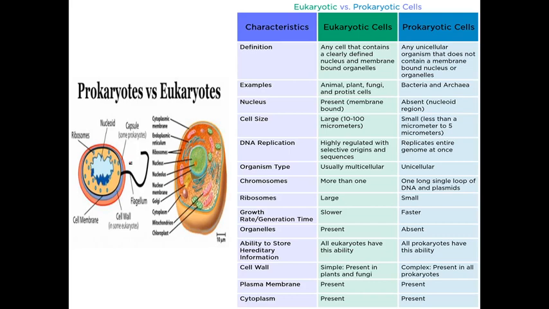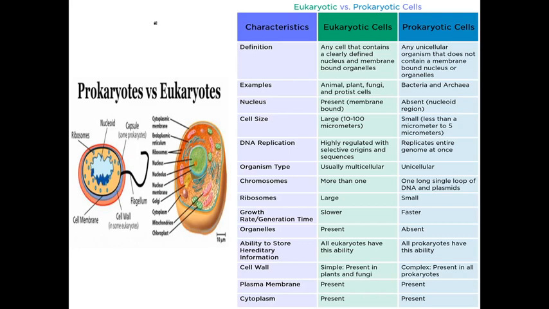So examples of eukaryotic cells can be animals, plants, fungi, protista, whereas in case of the prokaryotic cell, it can be bacteria and archaebacteria. The size of the eukaryotic cell is bigger as compared to the prokaryotic cell. DNA replication is highly regulated in the eukaryotic cell as compared to the prokaryotic cell. Usually the eukaryotic cells are multicellular.